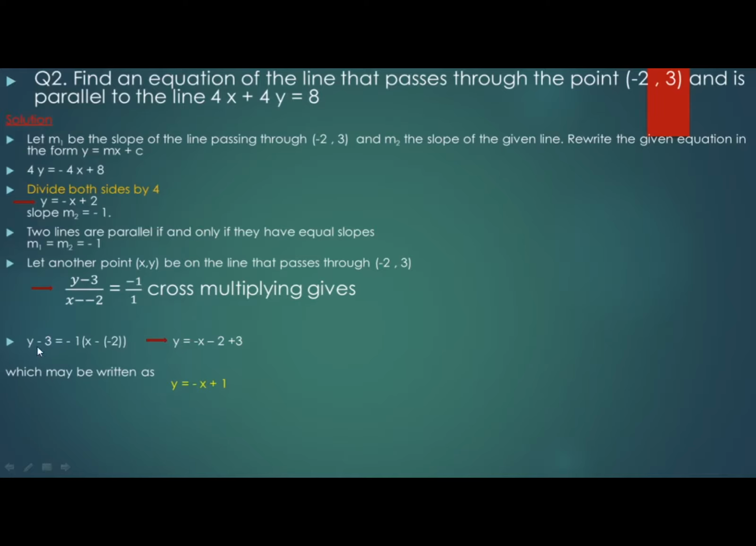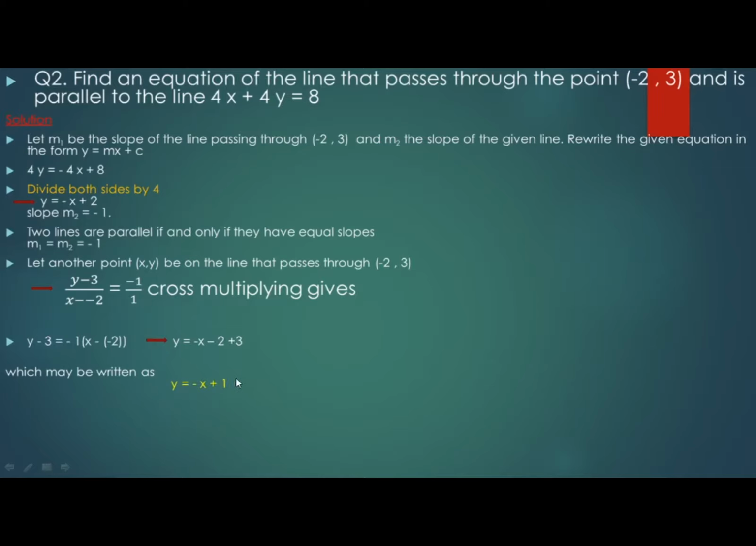We leave the y on the left hand side so that we have the like terms together. We shall have y equals -x. If you open the bracket, it becomes -x, and negative times negative is positive, so it becomes -2. So y equals -x minus 2 plus 3. The negative 3 you bring to the right hand side becomes +3. So y equals -x minus 2 plus 3, and -2 plus 3 gives you +1. Therefore, the equation is y equals -x plus 1.